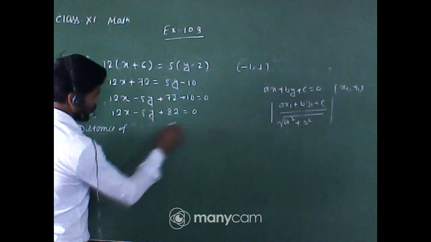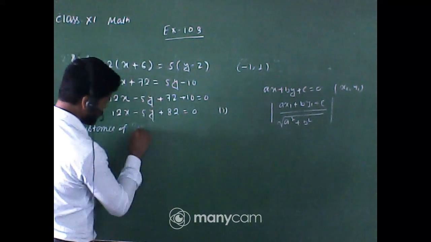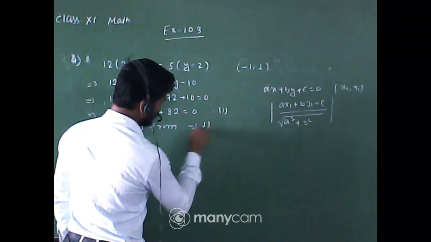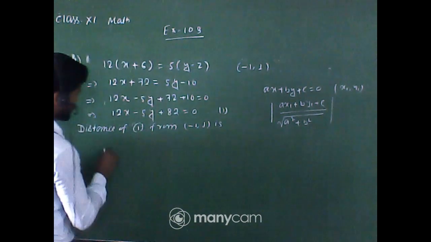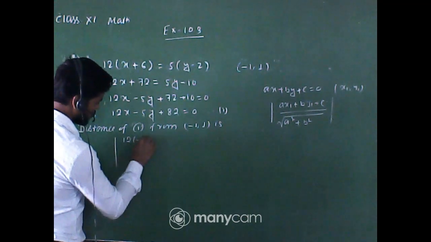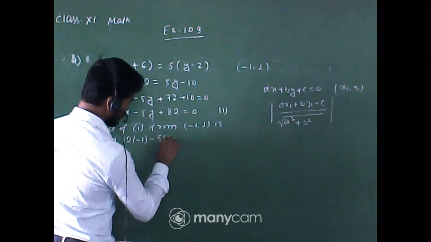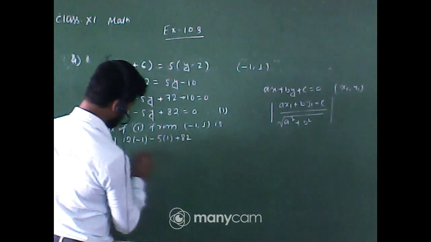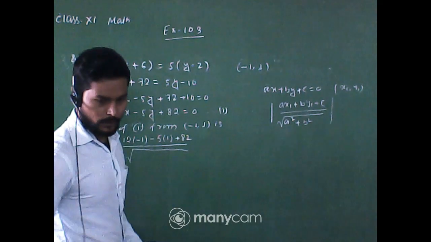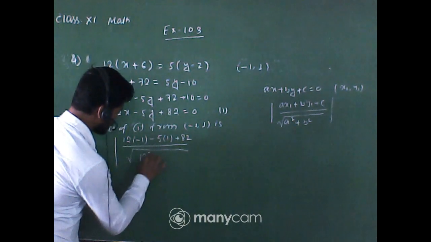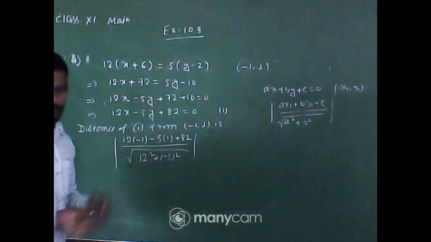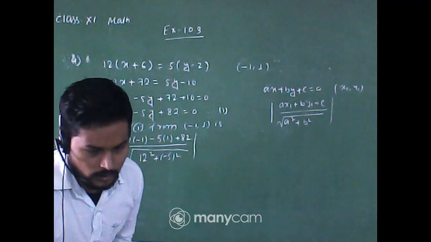Now the distance of the line from the point minus 1 comma plus 1 will be mod of 12 into minus 1 minus 5 into 1 plus 82 divided by under root of 12 square plus minus 5 square. Okay, now try to solve the question. Try to do the calculation first.